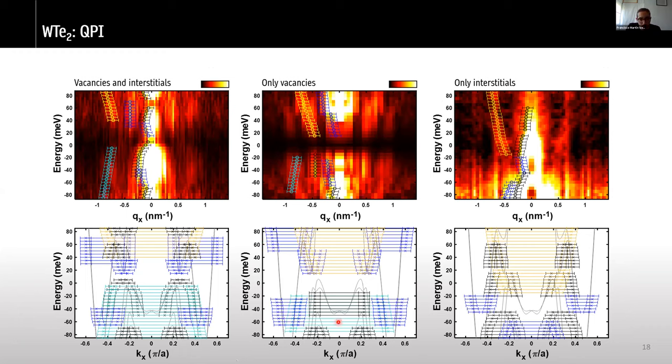For instance, vacancies cannot resolve this whole pocket that is perfectly resolved when there's an interstitial in the image, but on the other hand, vacancies resolve this electron band better than the case where we only have interstitials. But again, far from this, the agreement between our data and the predictions is almost perfect, and besides, it does not depend on magnetic fields, as we go up to 11 Tesla.